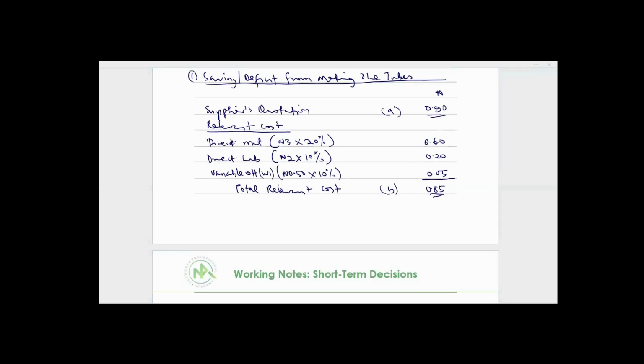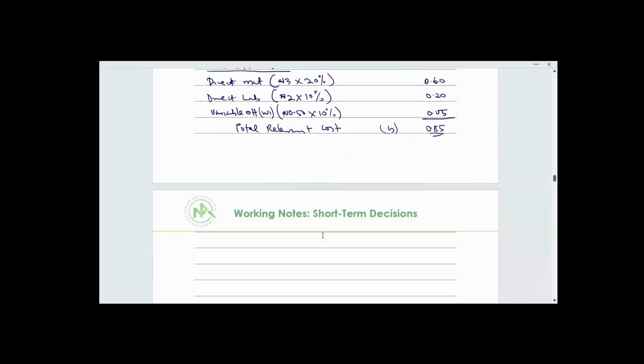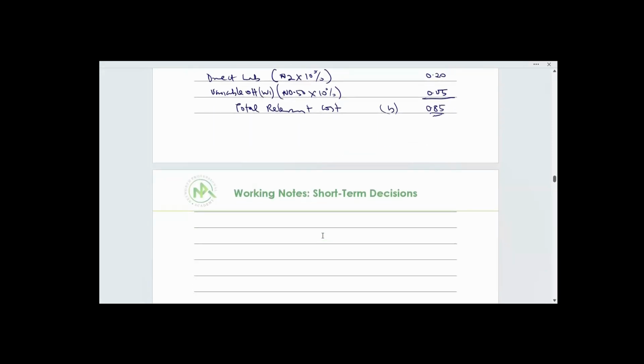So you can see, the supplier's quotation is 90 kobo per tube. The relevant cost of making the tube is 85 kobo. Therefore, the company should make the tube. I would then say the company should make the tube.